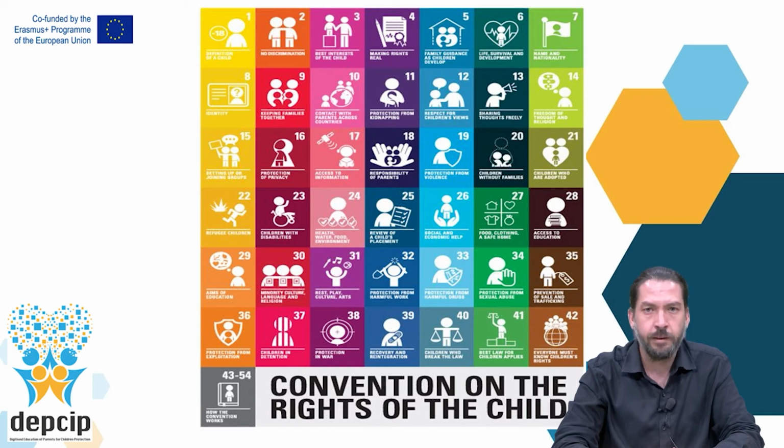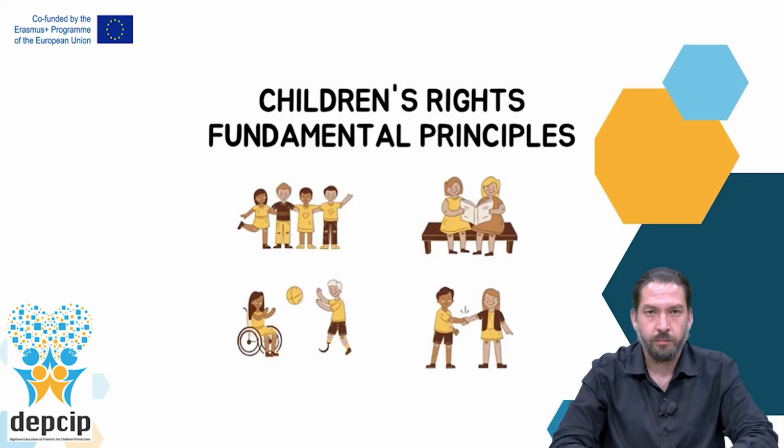I know that it is difficult to memorize all, and for that reason, we can say that it contains 4 fundamental principles. The principle of survival, development and protection of the child. The principle of the best interests of the child. The principle of equality and non-discrimination between all children. The principle of the importance of the participation of the child.